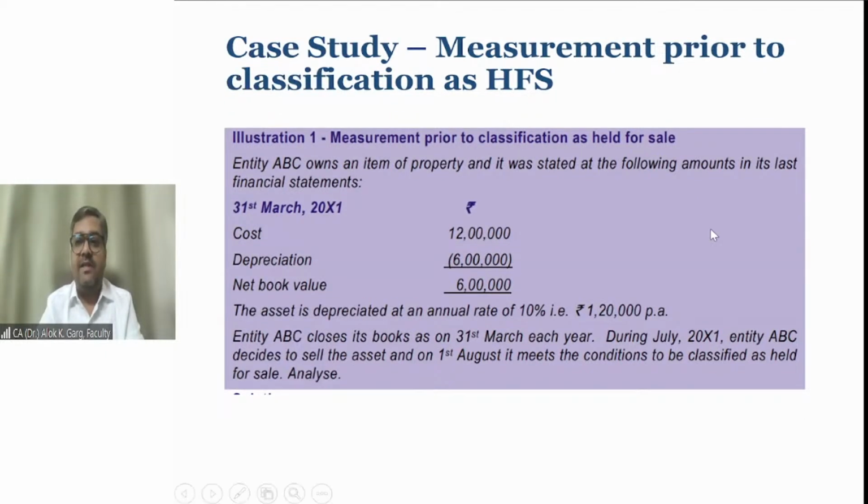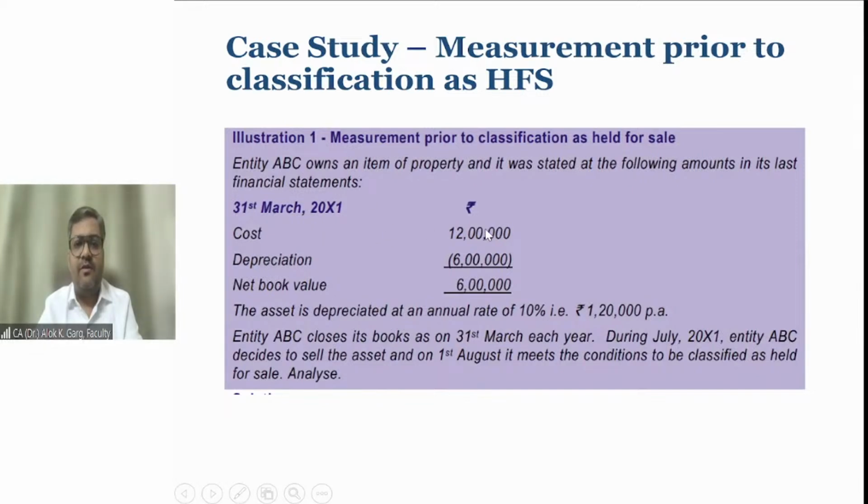Measurement prior to classification as held for sale. Entity ABC owns an item of property and it was stated at the following amount in its last financial statements. On 31st March 2001, the cost is 12 lakh, the depreciation is 6 lakh, and the net book value is 6 lakh. The asset is depreciated at an annual rate of 10%, that is 1,20,000 per annum. Entity ABC closes its books as on 31st March each year. During July 2001, entity ABC decided to sell the asset, and on 1st August, it met the condition to be classified as held for sale.